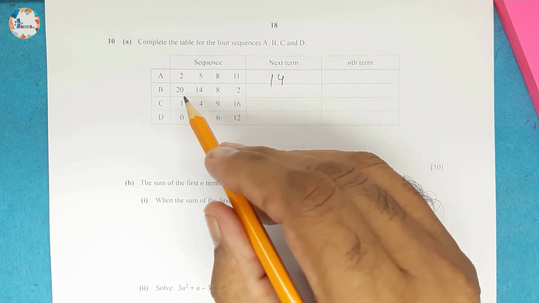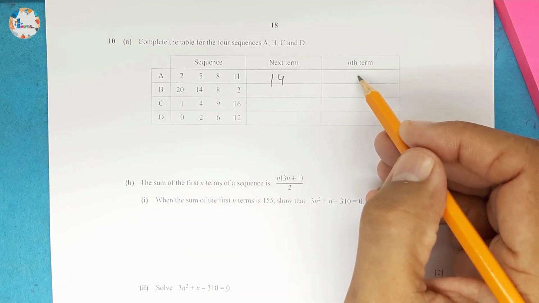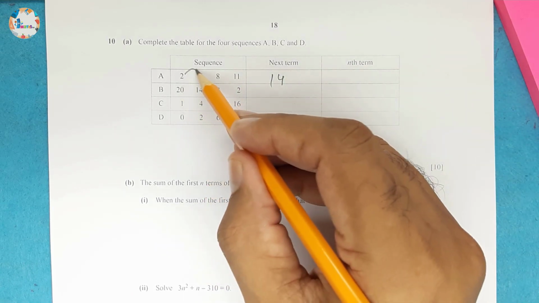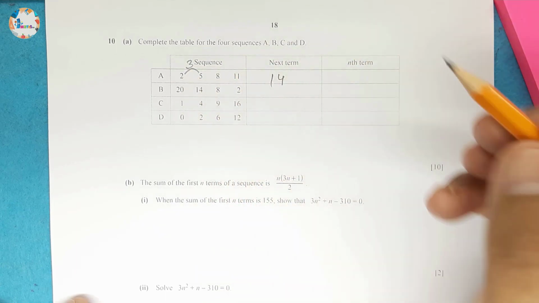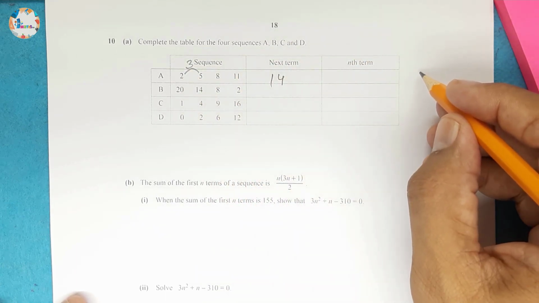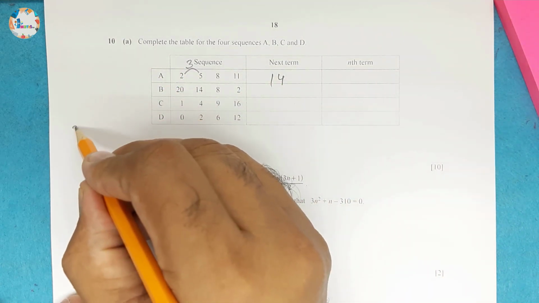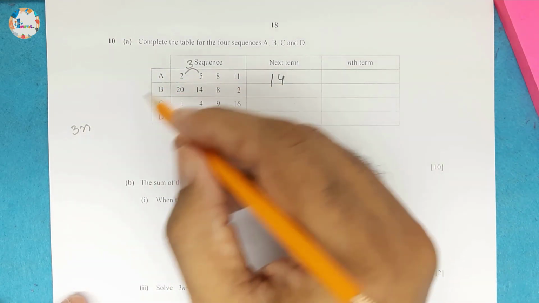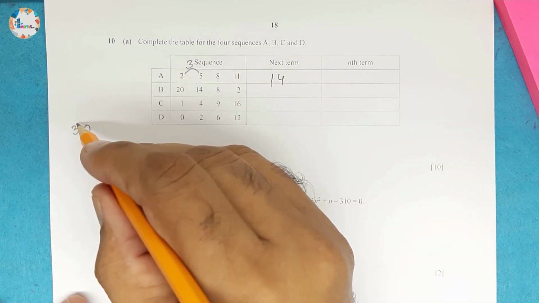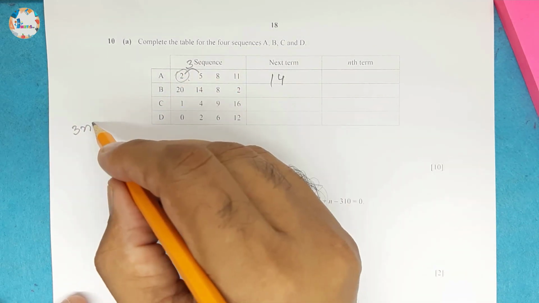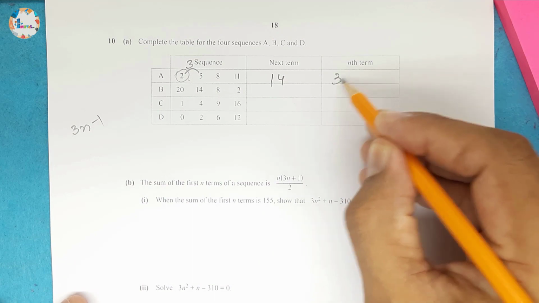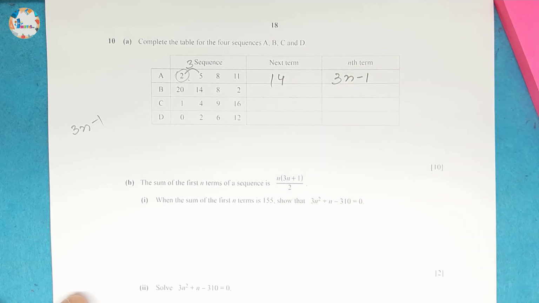And for the nth term formula, the difference is basically 3. So we can write 3n, and if we replace n equal to 1, we get 3, but we need 2. So minus 1. So our nth term formula will be 3n minus 1 for this.